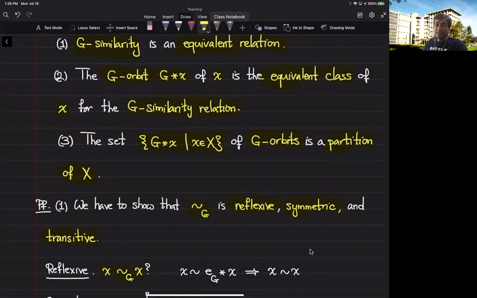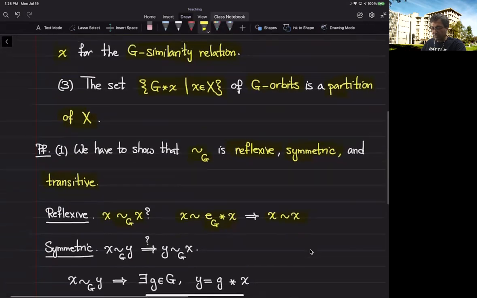I need to find an element of the group that sends X to itself. The neutral element. So the action of the neutral element acting on this point gives X, and that's exactly what we needed. So X is G-similar to itself.